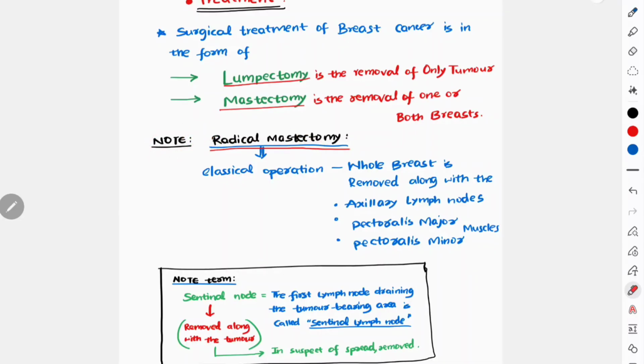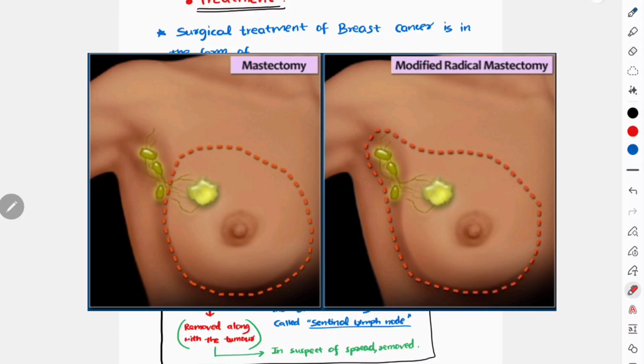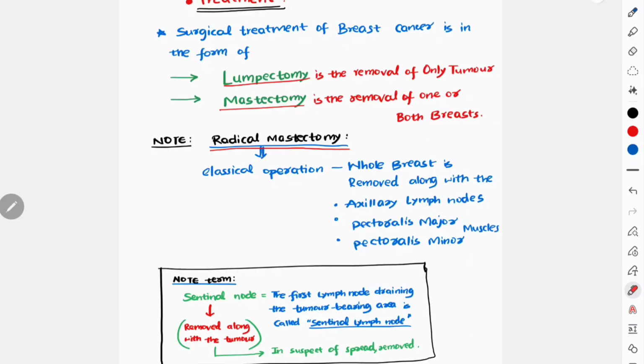Radical mastectomy, classical operation. The whole breast is removed along with the axillary lymph nodes, because lymph vessels, lymphatics are present, right? The spread of cancer cells is predominantly by lymphatic drainage. So most possibly those cancer cells will get to adjacent lymph nodes. The first lymph node is the sentinel lymph node, right? So the classical operation involves whole breast removal along with the axillary lymph nodes, because there is a higher chance of spreading cancer cells to the lymph nodes. The pectoralis major and minor muscles are removed if needed.